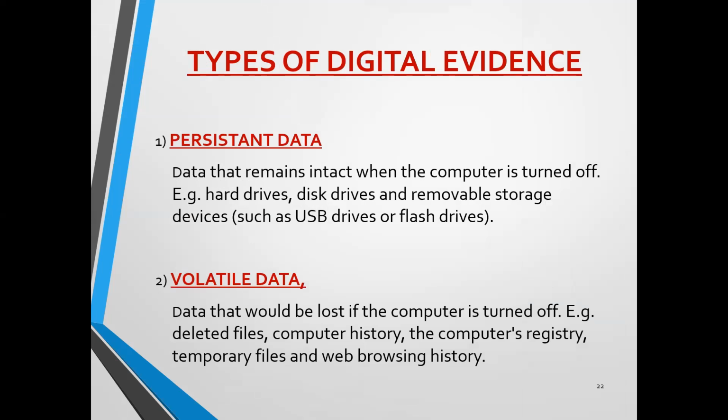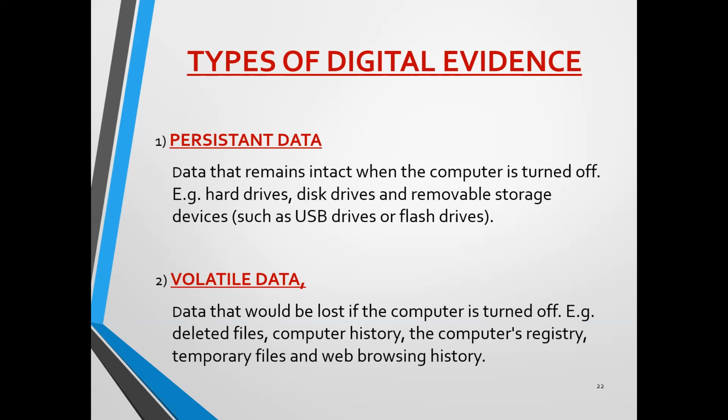Next, we want to look at our 2 types of digital evidence. We have persistent data or volatile data. Persistent data is the same as non-volatile. Non-volatile data is data that is already in storage. It's in a read-only memory format. It's on hard drives, on flash disks, removable storage devices, that even when power goes off, you will not lose that information because it has already been stored.